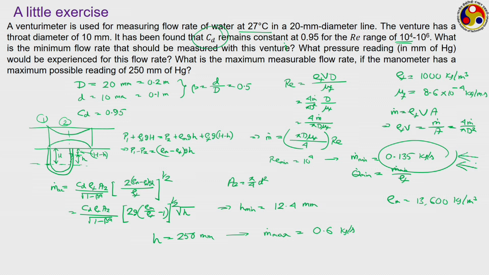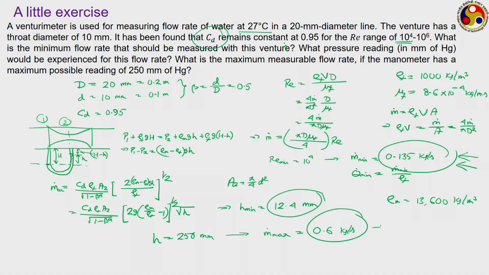This is the answer of the first part, this is for the second part, this is for the third part. But before we conclude, there is one final check that we have to do. While calculating this maximum mass flow rate, we have used the same CD value of 0.95. However, we have to check whether this is at all within the mentioned range of Reynolds number or not. So, if you calculate the Reynolds number corresponding to the maximum mass flow rate, your Re max will be something like 4.4 into 10 to the power 4. So, this is perfectly within the range. However, if this comes greater than 10 to the power 6, then the value of CD equal to 0.95 is not applicable. So, you have to be careful in practical application.